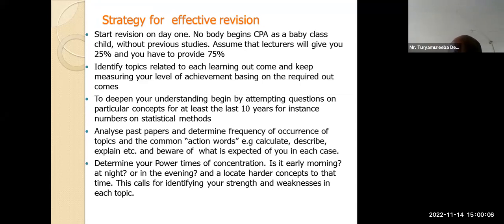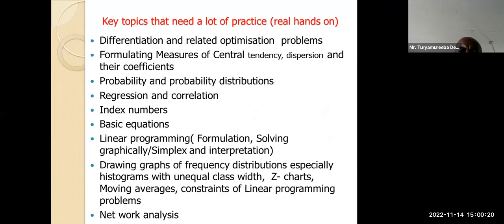I want you to remember that you cannot be lazy and you want to become a CPA. You have to really put in energy, be resilient, and have patience. If something doesn't come out, you can repeat even the whole process. No problem.